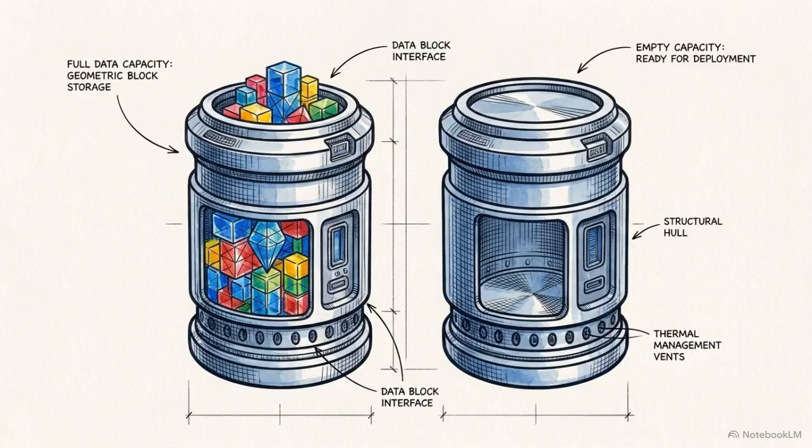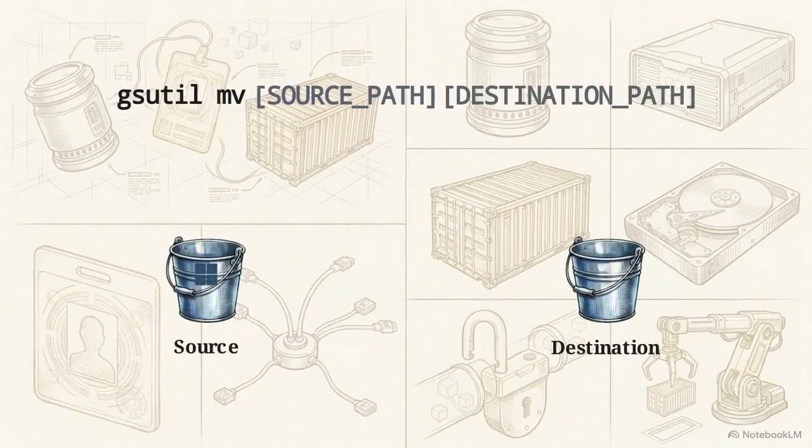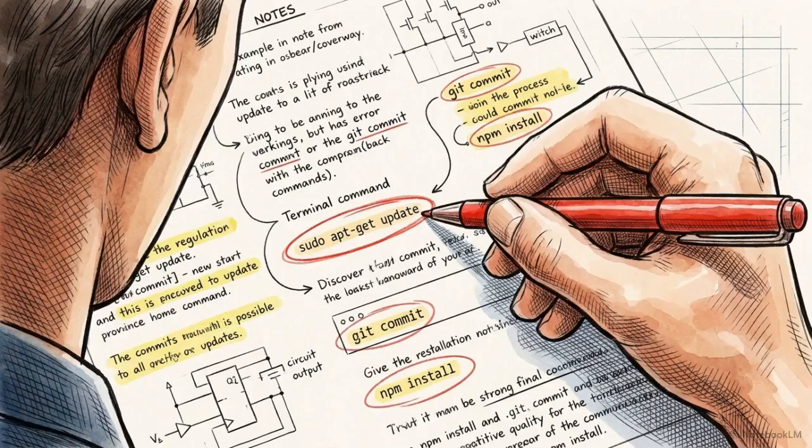If you need to transfer an object from one bucket to another, you format the gsutil mv command with the source bucket path followed by the destination path. Memorizing these specific syntax structures is mandatory. You will use them daily for operational engineering, and they are heavily tested on the certification exam.